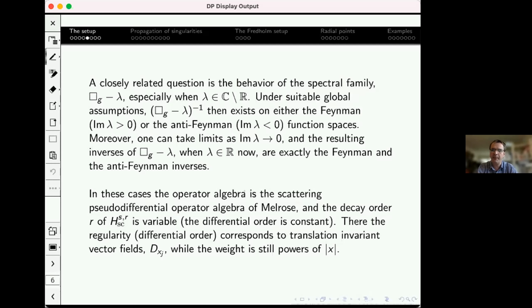And those are the only inverses that make sense in terms of the overall function spaces. And then when you take a limit to the real line, they will actually converge to the real lambda Feynman and anti-Feynman inverses. And in this case, the operator algebra is the most standard operator algebra one can really have on Rn. I will talk about this a bit later. And in particular the Sobolev spaces.